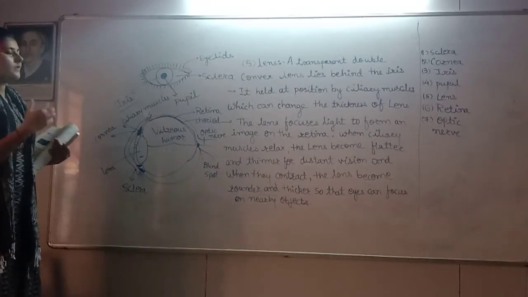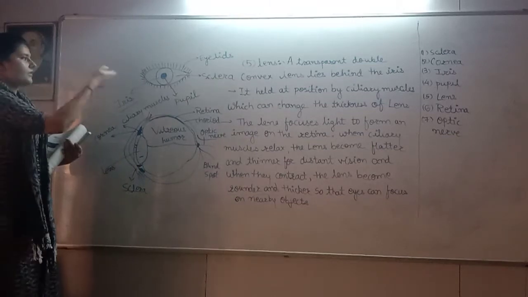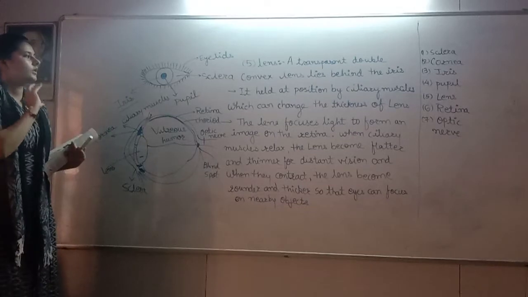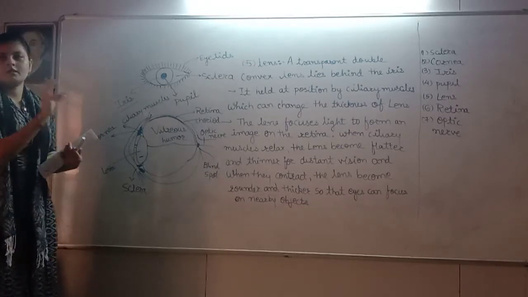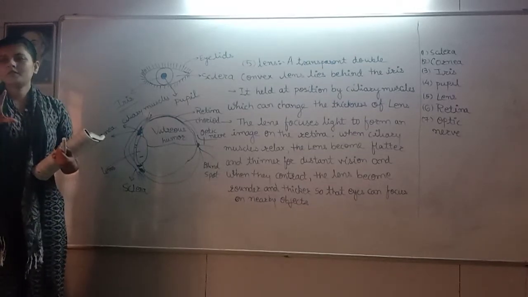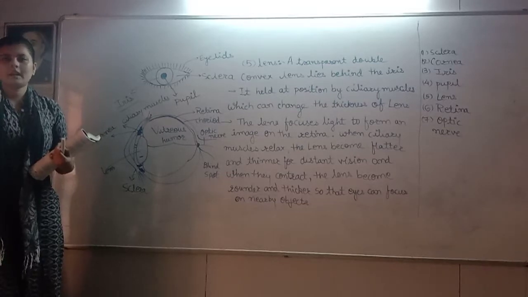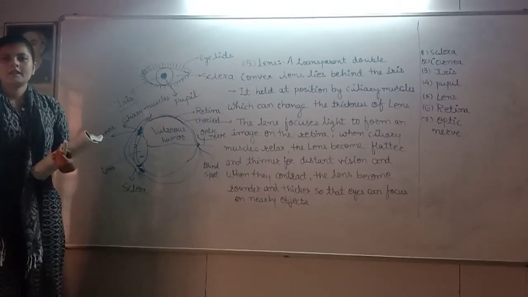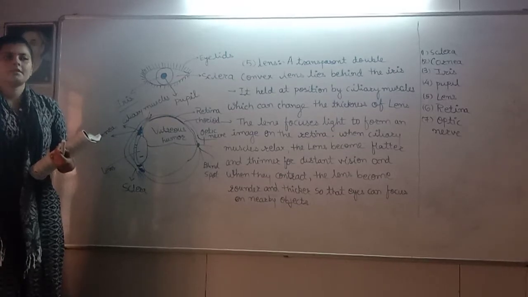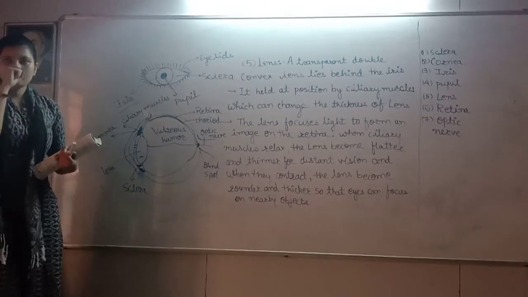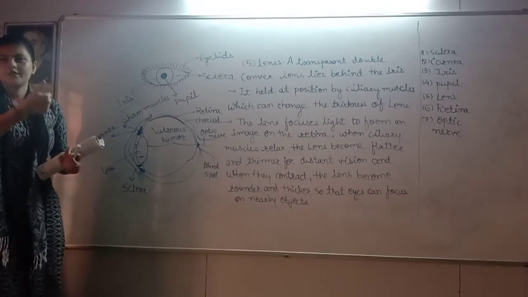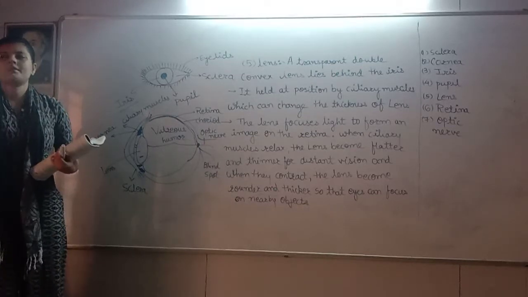When ciliary muscles relax, so see, we have discussed that the ciliary muscles are going to change the thickness of the lens. So it happens in two ways: sometimes the muscles are going to relax, right, they are in relaxing mode, and sometimes they are in contract mode. So there are two modes of ciliary muscles, one that is relaxing mode, and second that is working.